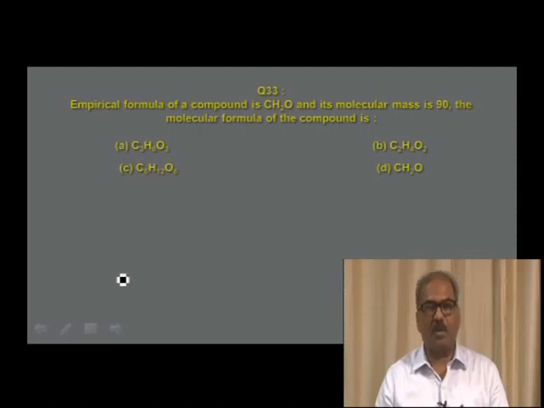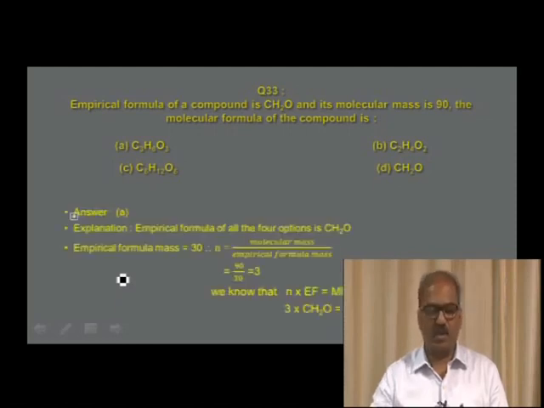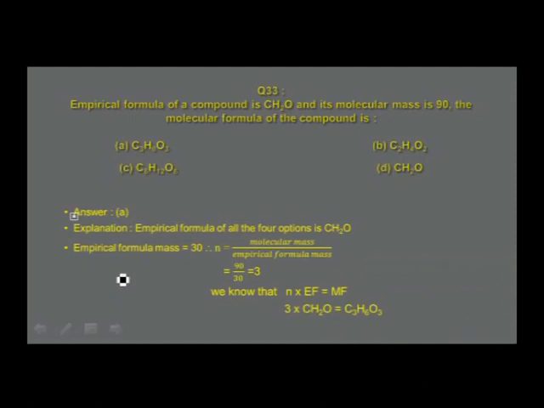So, how to calculate the value of N? N is equal to molecular mass, that is given there, divided by empirical formula mass, and this calculation is done as shown in the answer. And the answer for the given question is in option A. How to get that? To calculate the value of N, as I told you, the ratio of molecular mass divided by empirical formula mass. Molecular mass of the compound is 90 divided by 30, that is equal to 3.